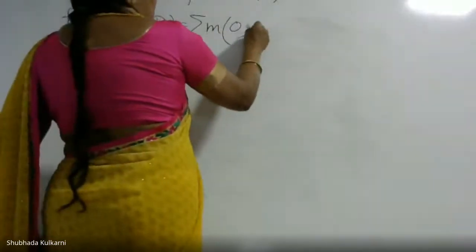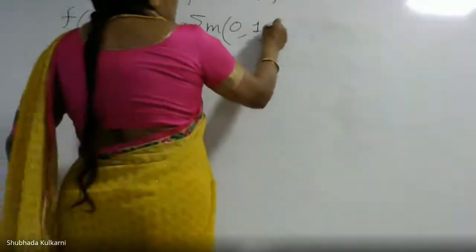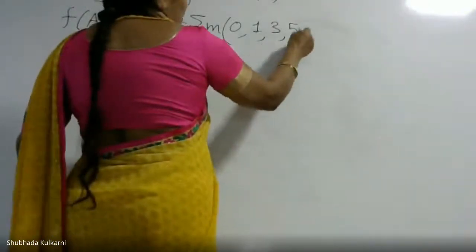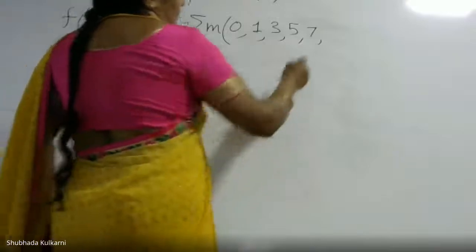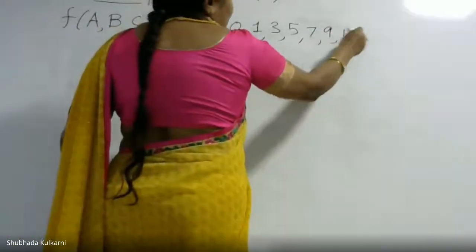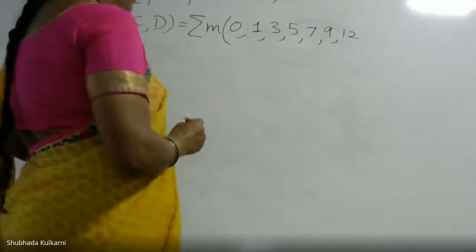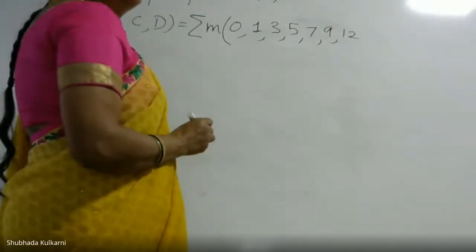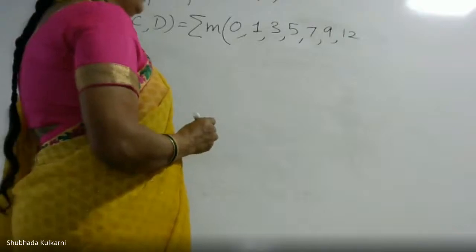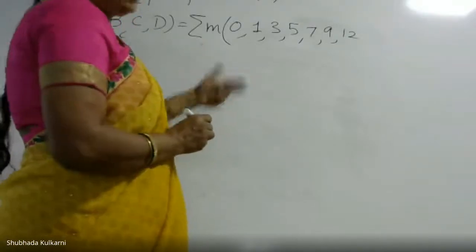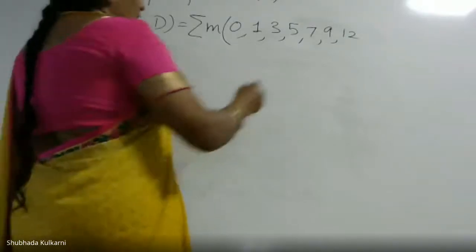Sum of min terms. Initially, I will not take many min terms, but still we should get all the combinations. 0, 1, 3, 5, 7, 9, 12, 13. Okay, we'll do it, but if we do 4 variable, we have practice.